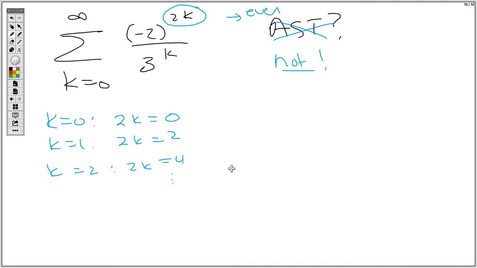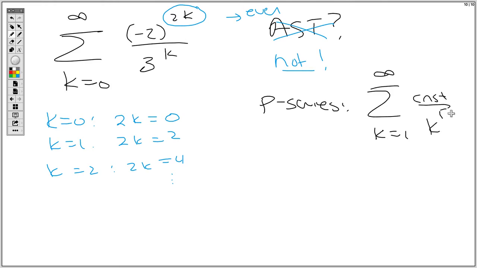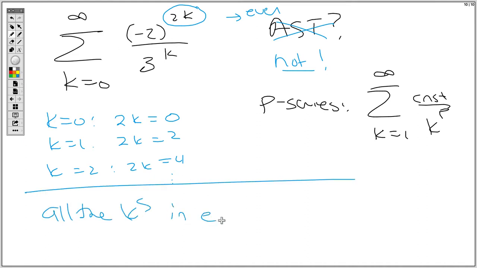Is it a P series? Is it a geometric series? So for a P series, it's got to look like a constant over k to the p power. So the k has to be in the base here. So it's not in the base. But where is the k? Yeah, it's in the exponent, right? And it's in the exponent in both places. So wait a minute. If the k's are always in the exponent, that means it's actually what kind of series? It's got to be geometric.